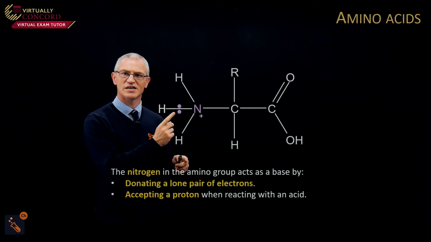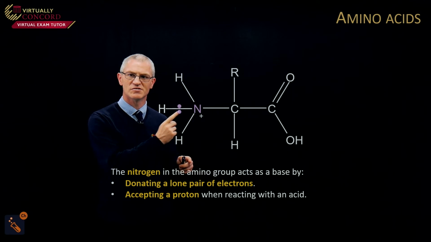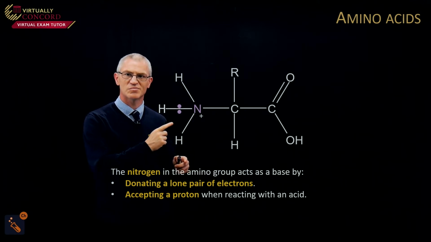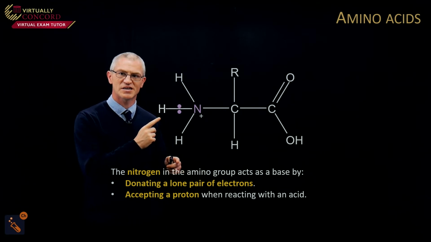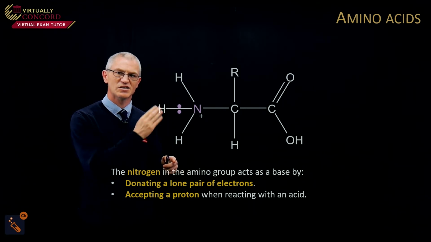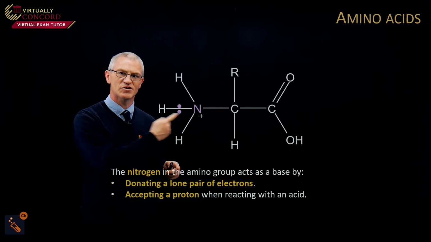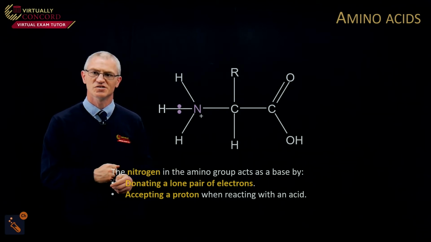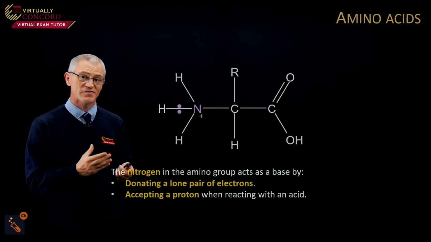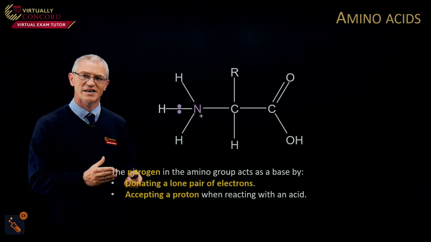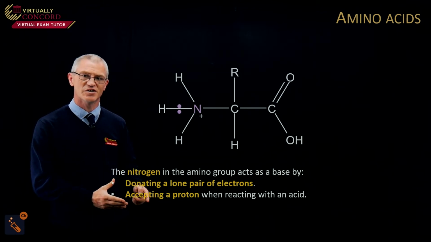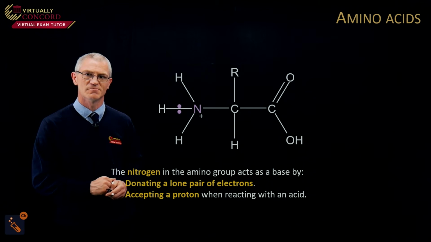That means both electrons come from the nitrogen only, and it means there is one too few electrons here because, remember, the H has no electrons whatsoever, so we're missing one electron and therefore overall you have a positive charge. So remember, if it's an exam answer, why does it act like a base? Because it's donating that lone pair of electrons and accepts a proton.